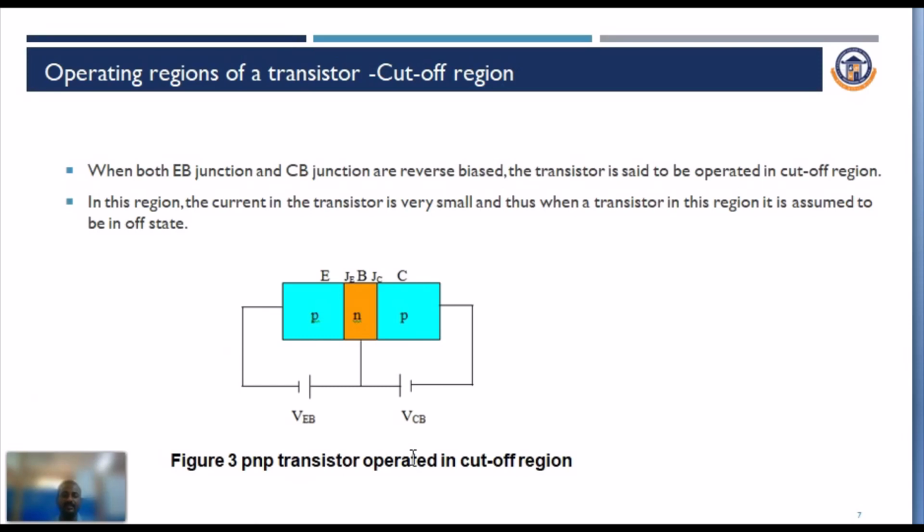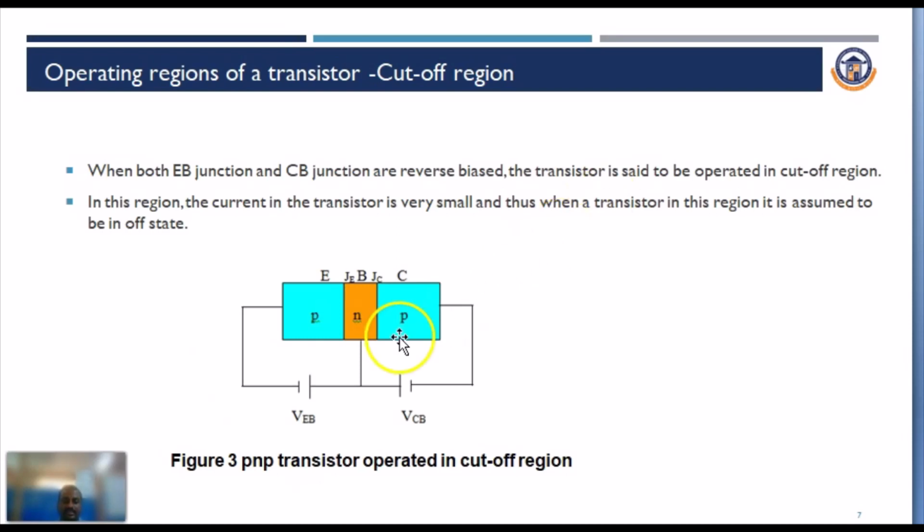Next we discuss in detail the operating region of a transistor in the cutoff region. For the cutoff region, both the emitter and collector terminals must be in reverse bias. When we connect the transistor in such a manner, I mean that the emitter-base junction and the collector-base junction are reverse biased, we can say that the transistor is operated in the cutoff region.